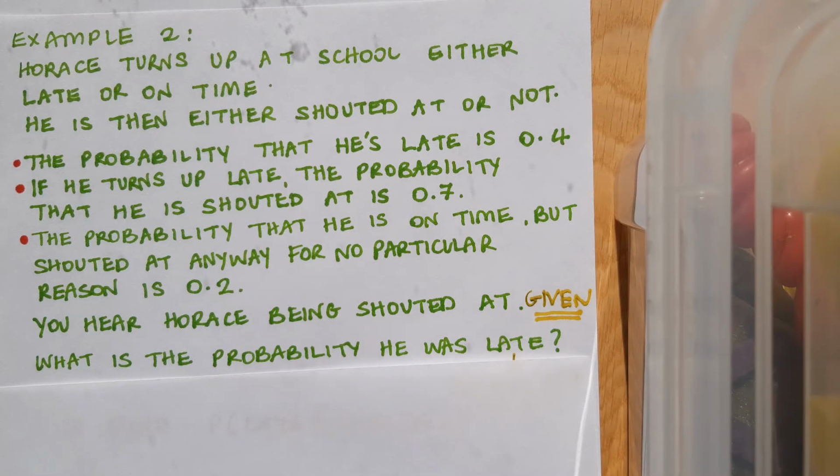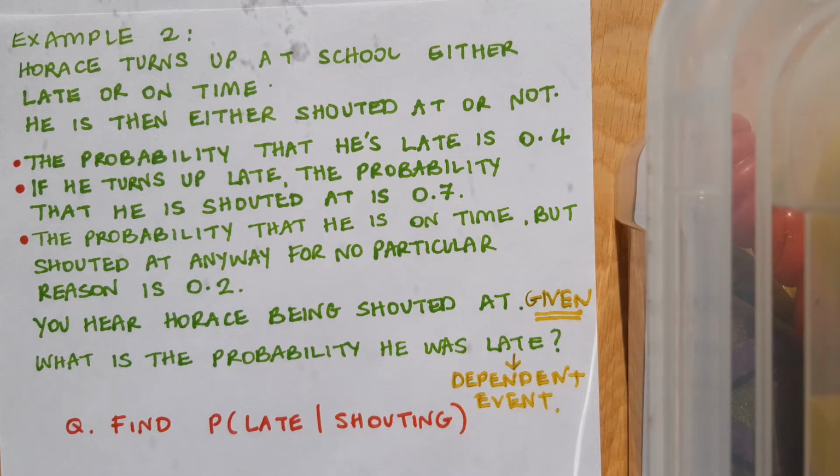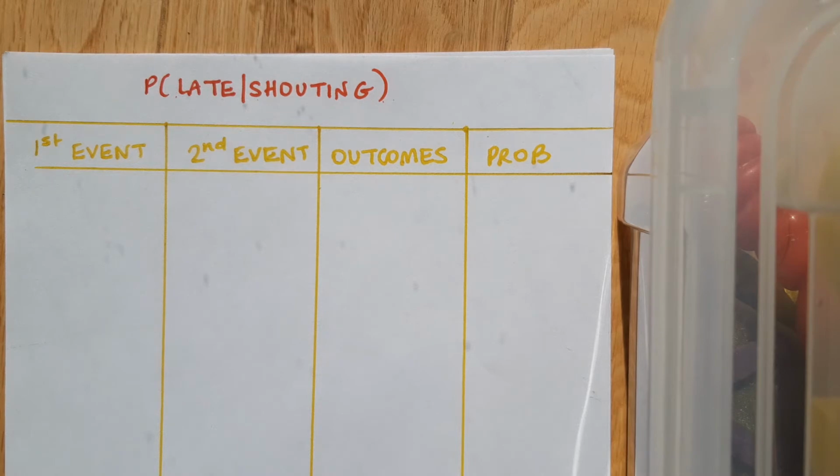Well, rewriting this using notation, we can see that we're looking for the probability that he was late, given that we hear shouting. So I'm setting up my tree diagram with a column for my first event, my second event, my outcomes, my probability. Now, when I'm making out my tree diagram this time, I'm going to think about the natural order in which these events might occur. So in this particular case, he turned up either late or on time first. So I'm going to put that in the first column.